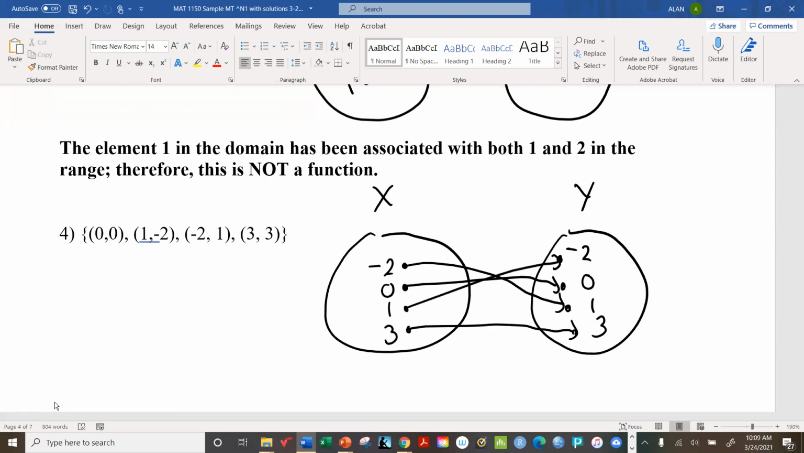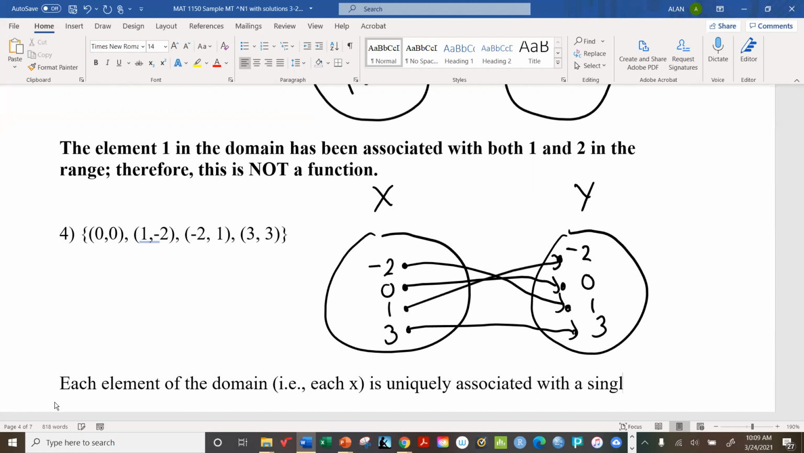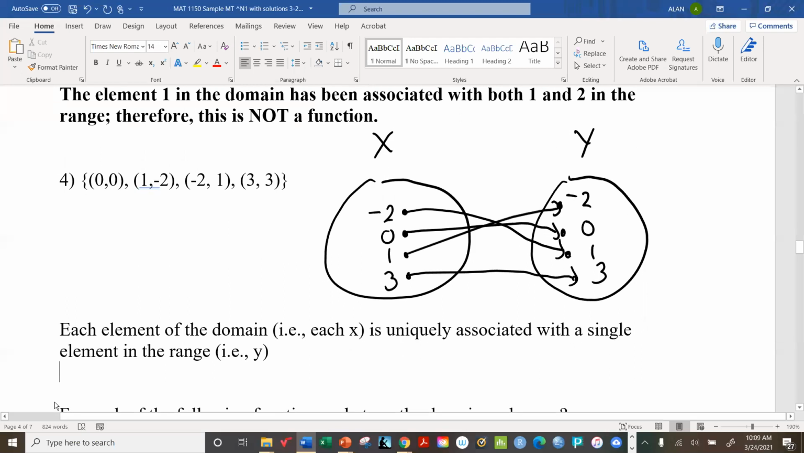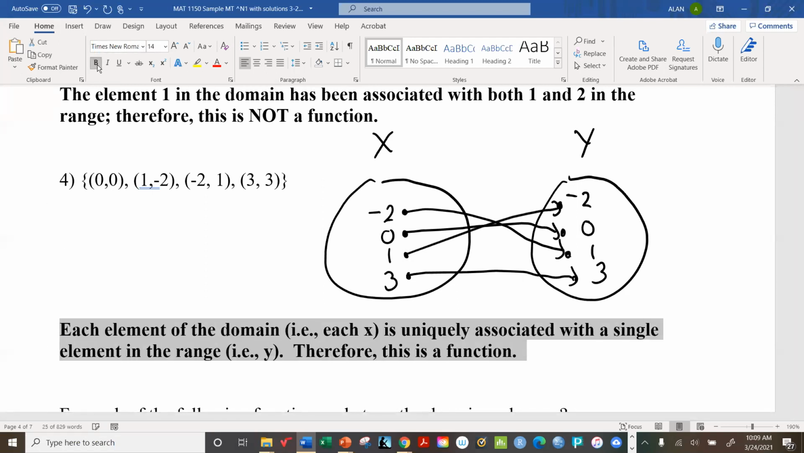All right, so each x, or each element of the domain, is uniquely associated with a single element in the range. In other words, a y. So you can refer to them as elements of the domain and range, or you can call them x's and y's. Either way, this one is fine. Therefore, this is a function. All right, so that's how those work.